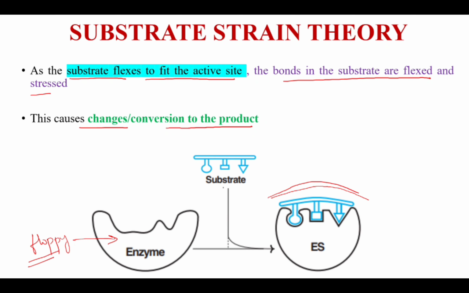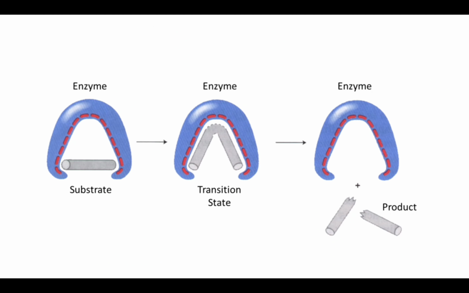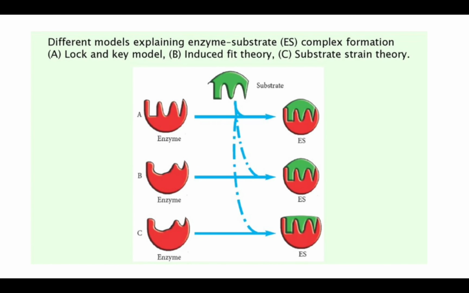it is flexed and stressed, and this flexion or stress causes its conversion to the product. So this is how the substrate undergoes some change or stress to get fit into the active site of the enzyme, and because of this it undergoes conversion into product.